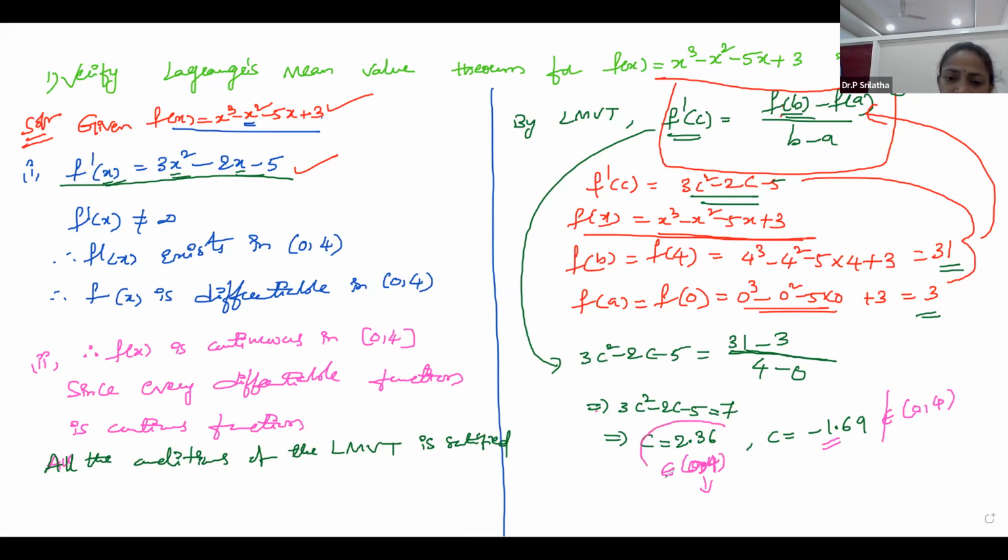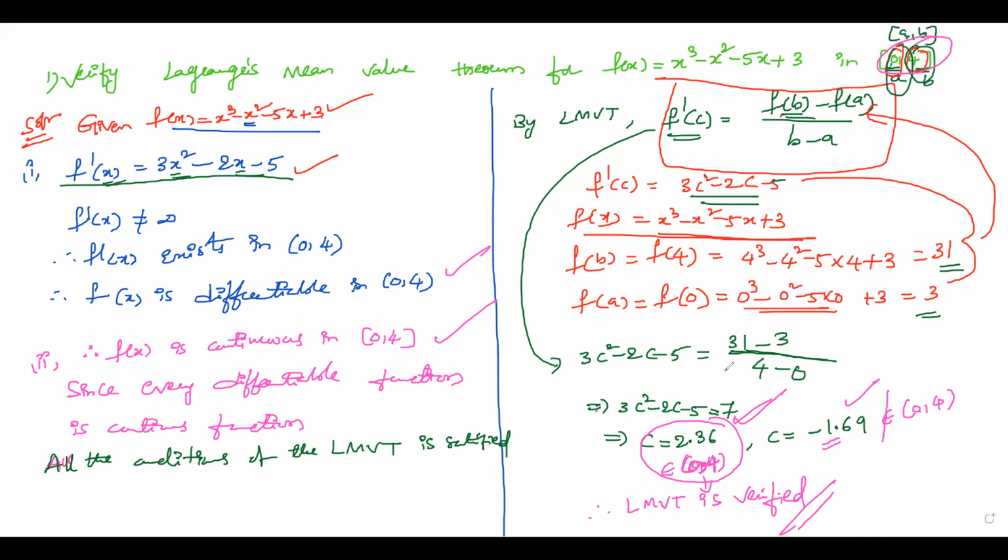So at least 1 point. Here we are getting 2 points, but of these two points, at least 1 point belongs to the open interval (a, b). Therefore Lagrange's mean value theorem is verified. From this we can conclude that because it is differentiable, it is continuous, and the c value belongs to the open interval (a, b), that's why Lagrange's mean value theorem is verified. Okay, clear?